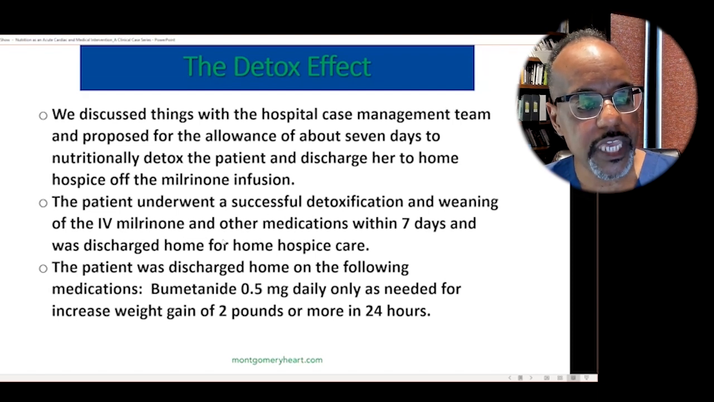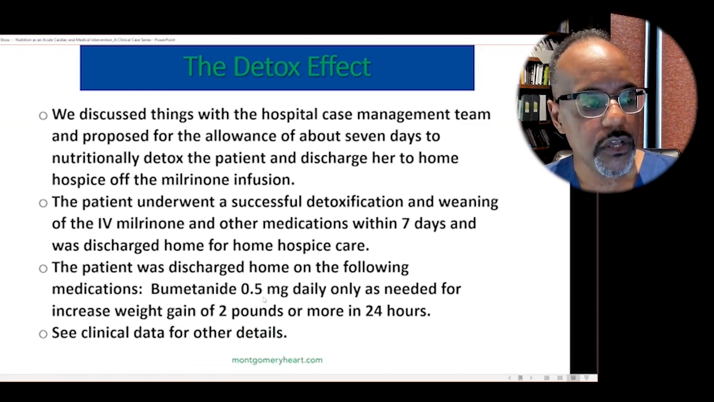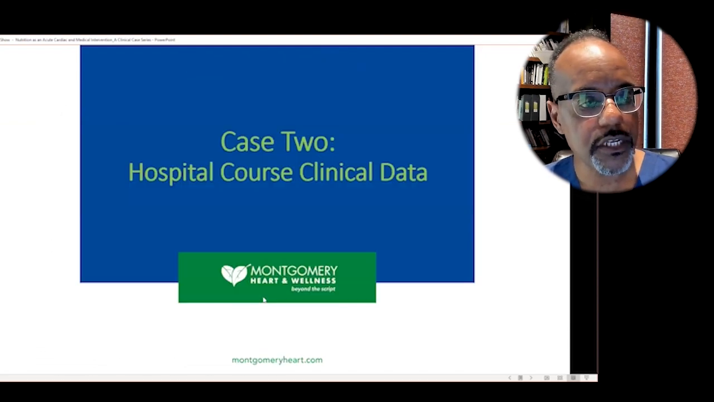So after 7 days, we were able to wean off all of her medications except for one diuretic, Bumex or bumetanide, 0.5 milligram only on an as-needed basis if she gains 2 pounds. So, we'll take a look at her clinical data.